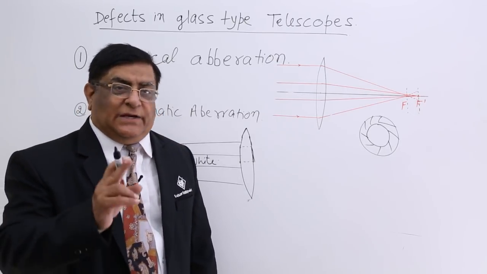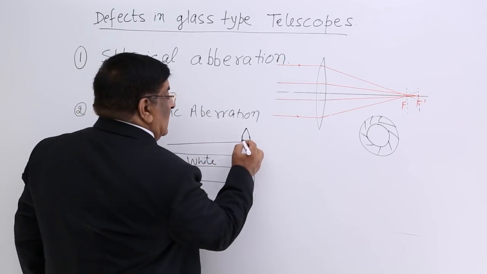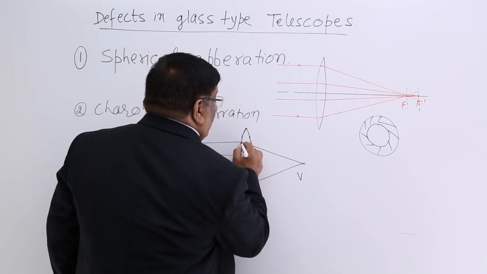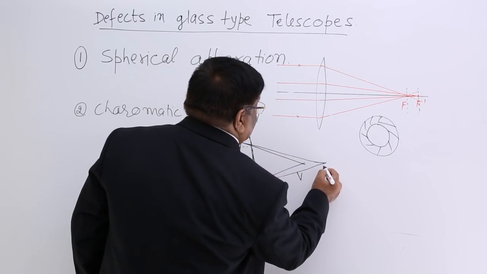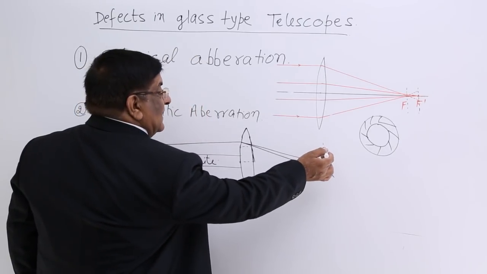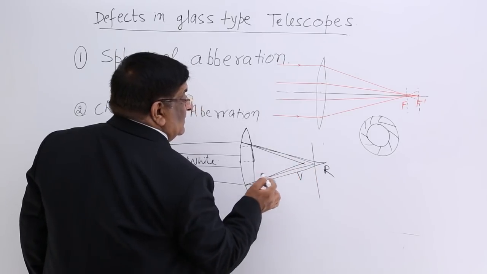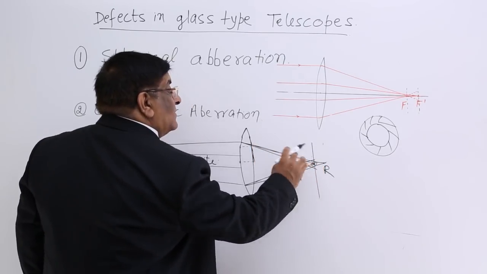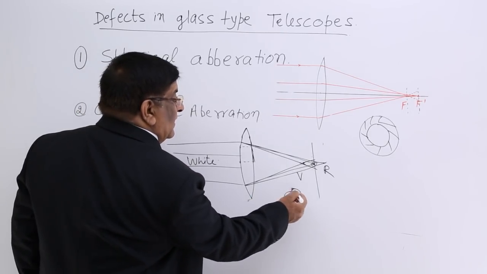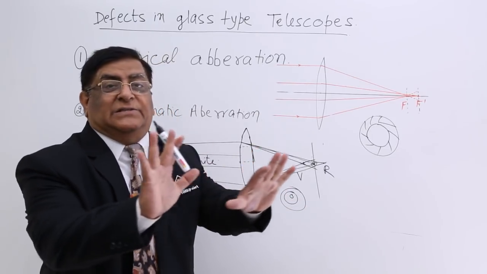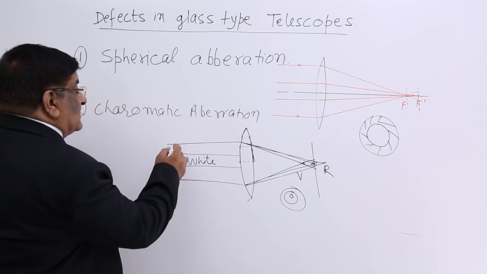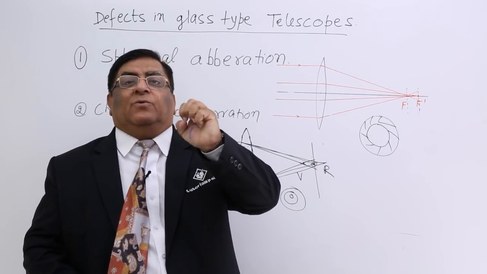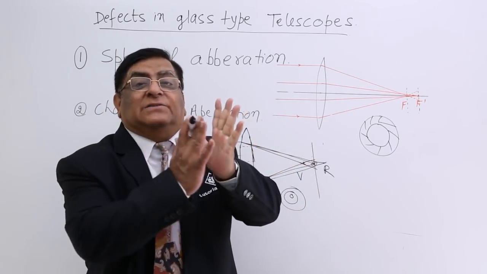And which bends most? That is violet. So violet will bend most, and we get a focus of violet here. Red bends less, so we get a focus of red here. Now, if my screen is here, what I find is that there is a yellow color here, then there is a red smudge around it and there is a violet smudge around it. So in this way, I get one color, other color, third color, not uniform, but just smudging, blurring. I am surprised, the star looked white. And here what I see, I don't see the image of the star as a white star. What I see is a smudge of different colors.